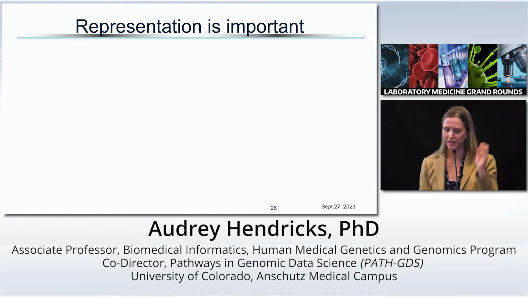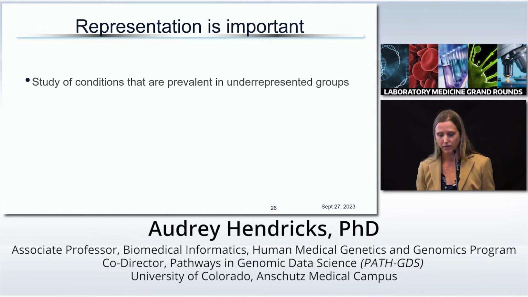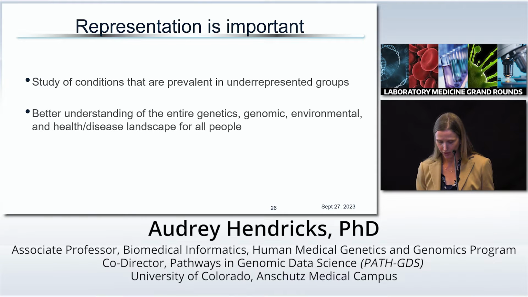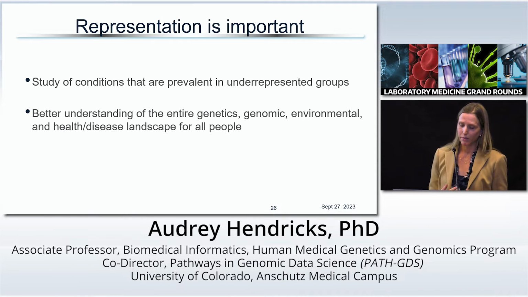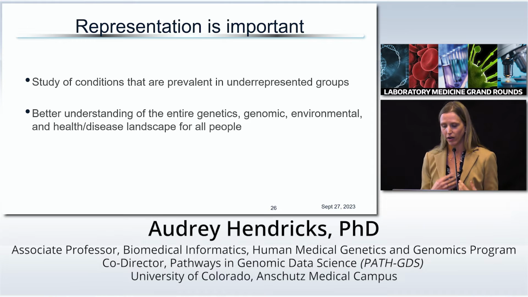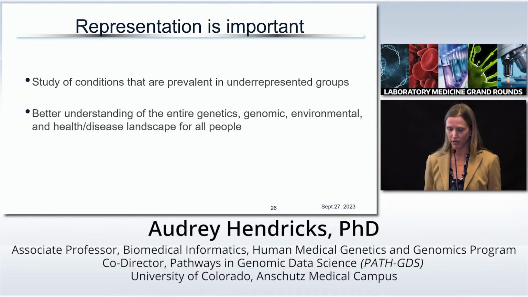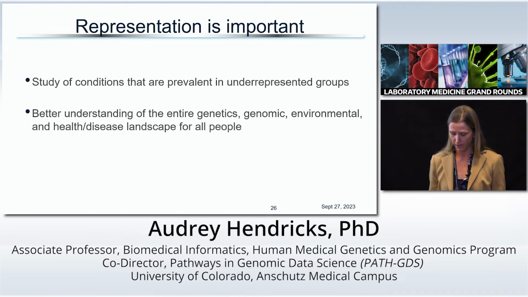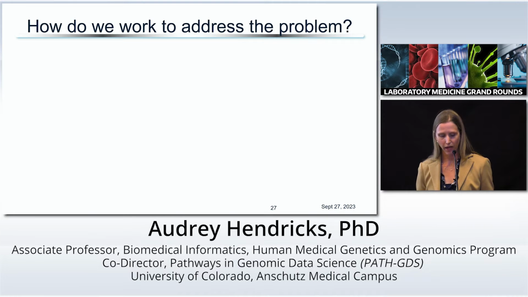So representation is important. Studies of conditions that are prevalent in underrepresented groups are important. It gives us a better understanding of the entire human health landscape across genetics, genomics, environmental, and so on for everyone. So how does my team work to address this problem?